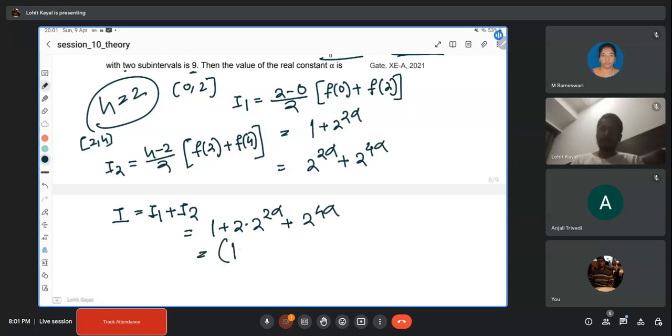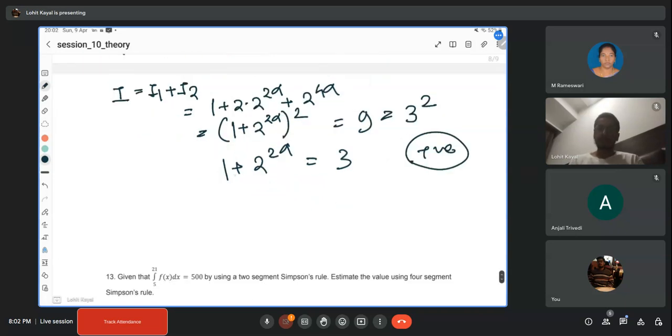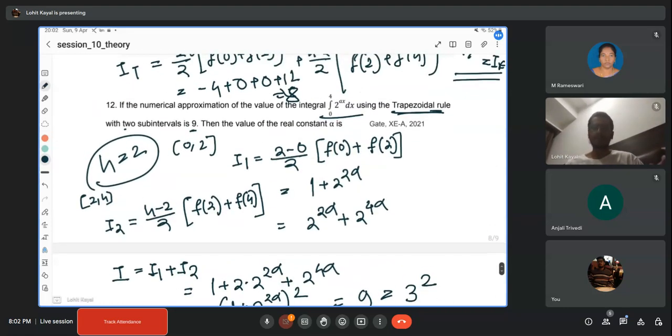Equal to (1 plus 2 to the power 2 alpha) whole square, and this is equal to 9, equal to 3 square. So I can write that 1 plus 2 to the power 2 alpha equal to 3. I am taking the positive value. This implies 2 to the power 2 alpha equal to 2, equal to 2 to the power 1. So alpha equal to half. So this is your correct answer. Okay. So very straightforward idea. You just need to use the trapezoidal rule, and you need to find the constant. Okay, that's all.